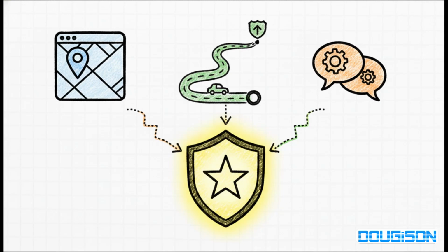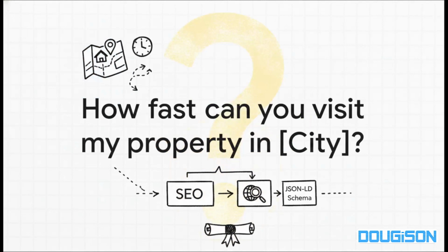Finally, you want to add a few highly specific local FAQs. Let's look at an exact FAQ example. How fast can you visit my property in City? Presenting a question like this demonstrates perfectly how to address localized logistics. You could also ask about specific state or city closing costs, or maybe even town regulations.